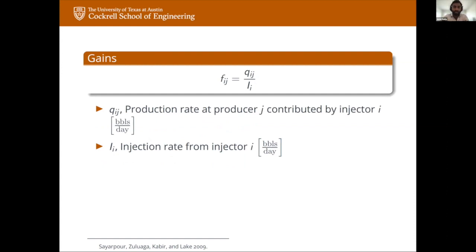And then we have the gains. The gains are the fraction of the increased production rate contributed by a particular injector. So basically, it is the production rate at producer J contributed by injector I over the total injection rate. That should give us a fraction. And then the sum of all the gains for all the injectors should be less than or equal to 1.